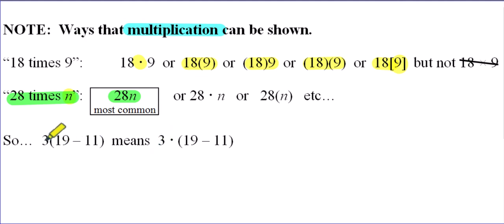Don't forget, if you do see a number outside of parentheses, I talked about this over here, that would mean 3 times whatever the answer is from those parentheses.